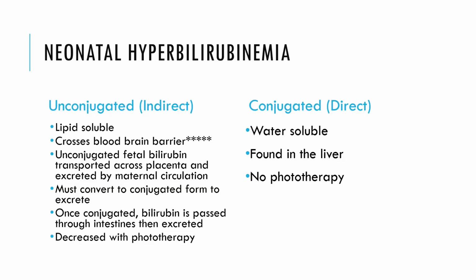So each type has different qualities, obviously, and that determines how they affect the body. Starting close to the beginning of the bilirubin metabolism diagram that we first looked at, when you're talking about unconjugated bilirubin, it's lipid soluble. It can cross the blood-brain barrier. I have a bunch of stars there because I'm going to go back to that in just a second.